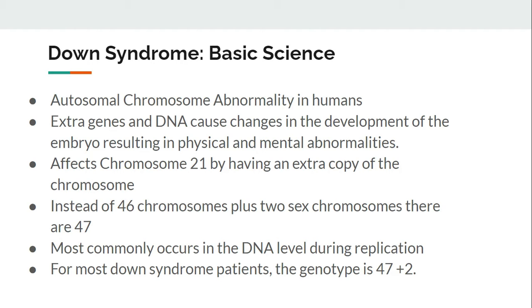It most commonly occurs at the DNA level during replication. And for most Down syndrome patients, the genotype is 47 chromosomes including the two sex chromosomes, instead of the 46 chromosomes including the two sex chromosomes in people who don't have Down syndrome.